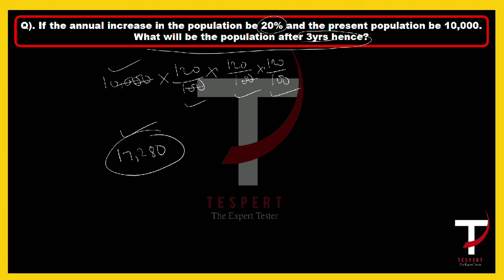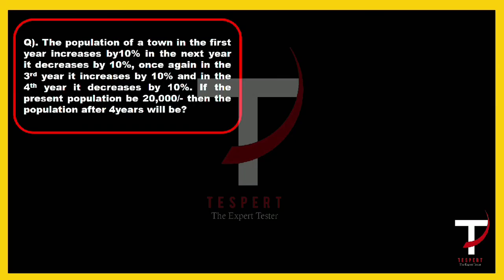Let's move on to the next population based problem. The population of a town in the first year increases by 10%, in the second year it decreases by 10%, once again in the third year it increases by 10%, and in the fourth year it decreases by 10%. If the present population is 20,000, then what will the population be after 4 years? The present population is given, so 20,000 into what is the rate here? The rate is 10%. A 10% increase means we must add it, so 100 plus 10, which is equal to 110 by 100.